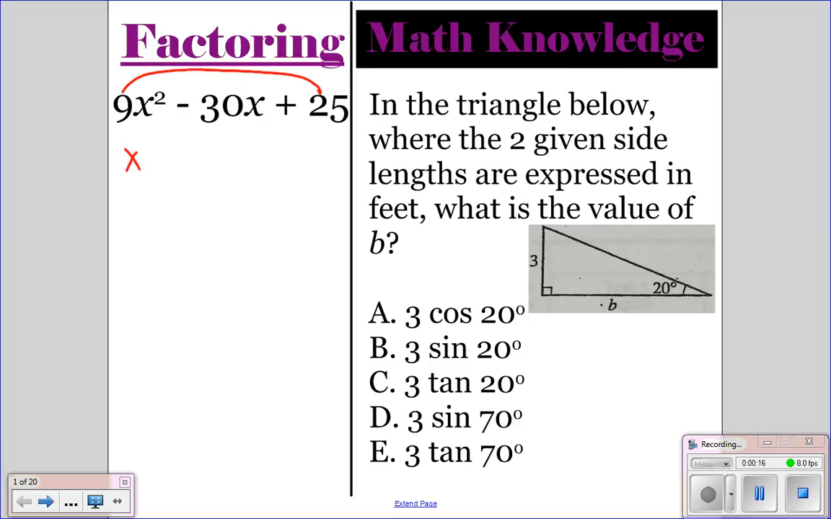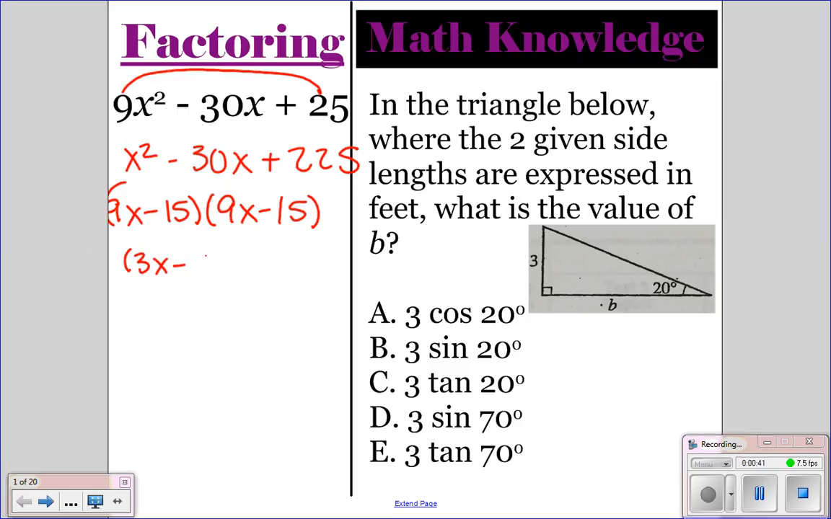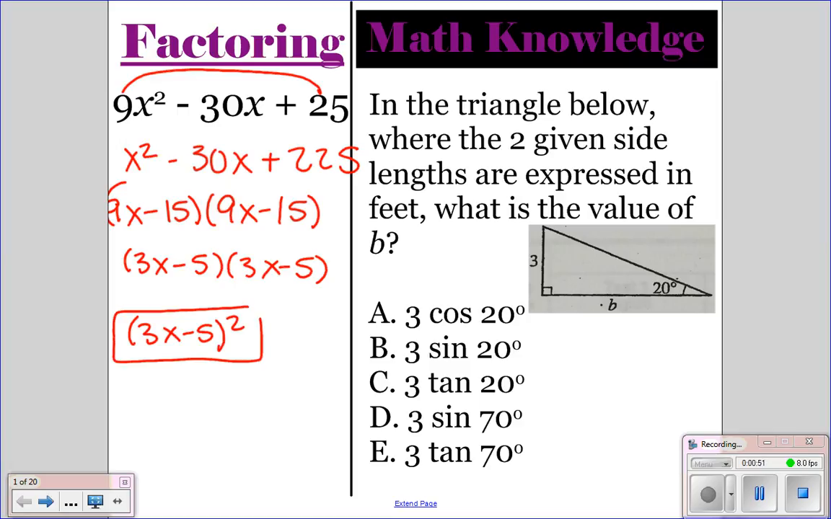And so we're going to have x squared minus 30x plus 225. The two numbers that you're going to want to use are going to be negative 15 and negative 15. So you're going to have 9x minus 15 times 9x minus 15. Both of those will reduce by a 3. And so you'll have 3x minus 5 times 3x minus 5, which you can write as 3x minus 5 squared. And so that would be your answer for the factoring.